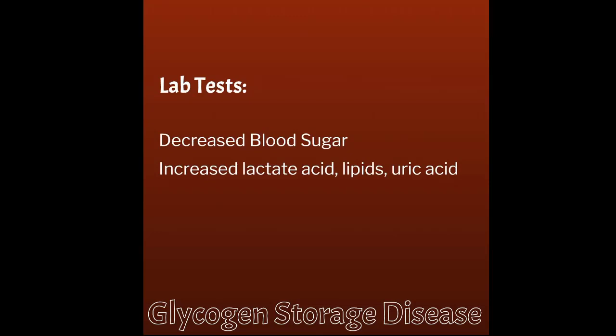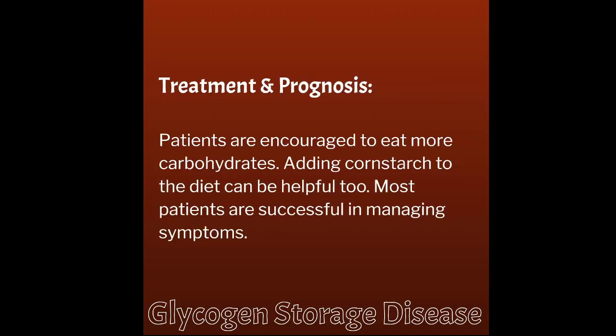And we might see as well, so for glycogen storage disease, the big one to remember is they're going to have decreased blood sugar. Just FYI, they might also have some increased lactic acid, lipids, or uric acid as well.